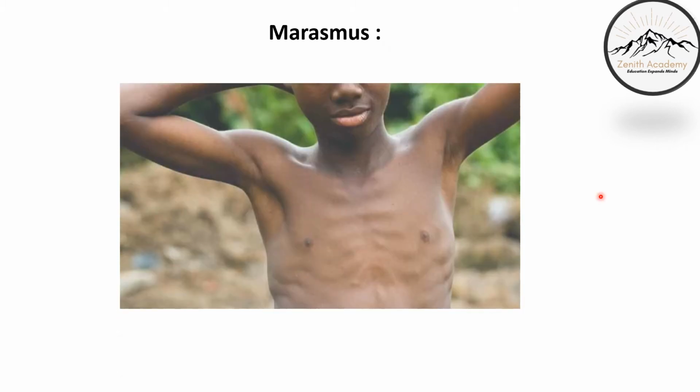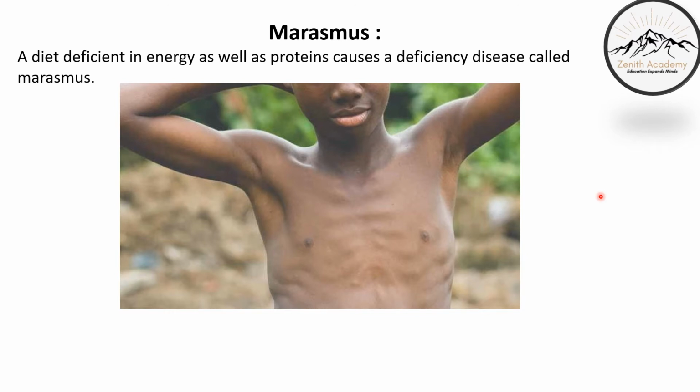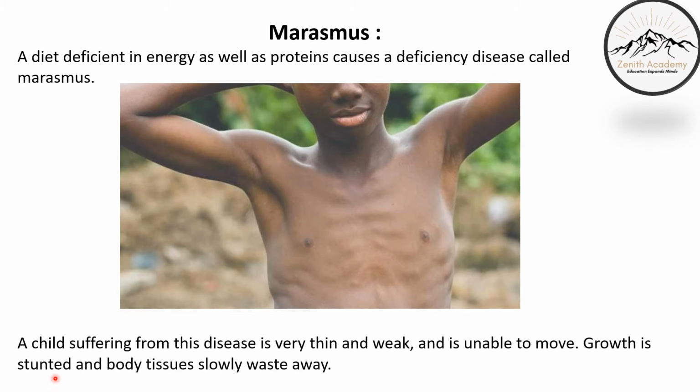Can you see? His ribs are visible, his bones are visible, he is so lean and thin. It is a diet deficient in energy as well as proteins. His diet is deficient in energy as well as protein rich food, and this causes a deficiency disease called Marasmus. In Marasmus, the child suffering from this disease is very thin and weak and is unable to move. Growth is also stunted. The growth is slow, and the tissues of the body simply waste away. The muscles become zero.